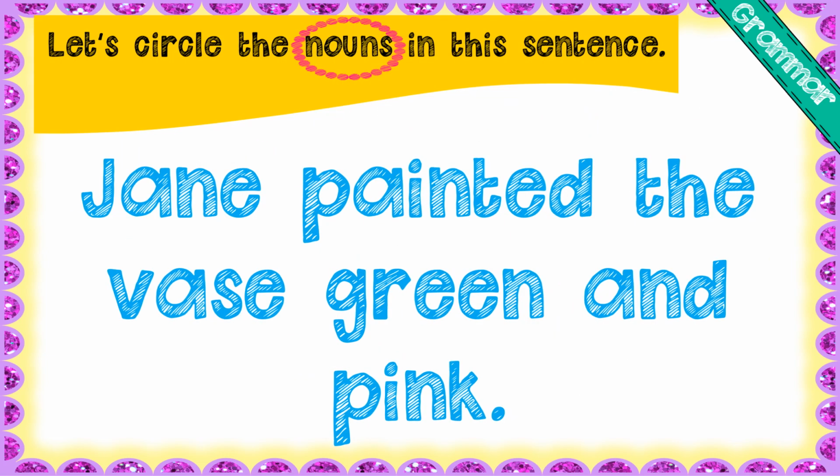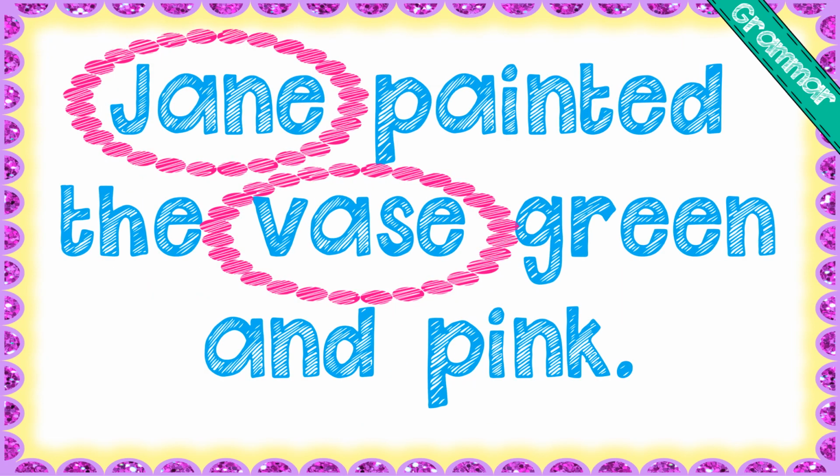Okay, let's look at our other sentence and find the nouns. Jane painted the vase green and pink. You've got a who in there. What's your who? Jane. And your thing would be the vase. Very good. So our nouns are Jane and vase.